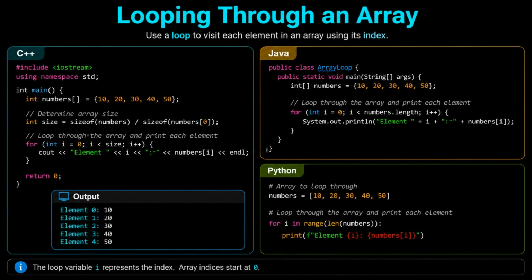Here's looping through an array as actual code, in C++, Java, and Python. Each version calculates or retrieves the array's size, then loops through printing every element alongside its index. Notice C++ has to manually compute size by dividing total bytes by one element size, while Java and Python both provide that size directly through length and len.